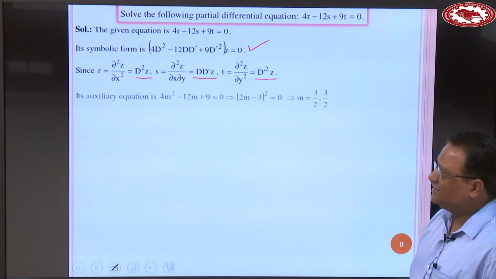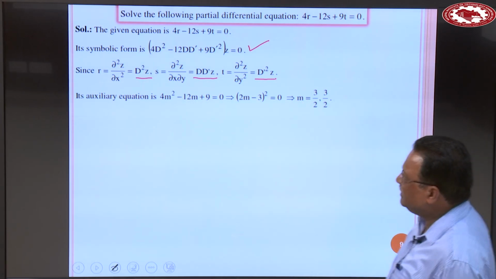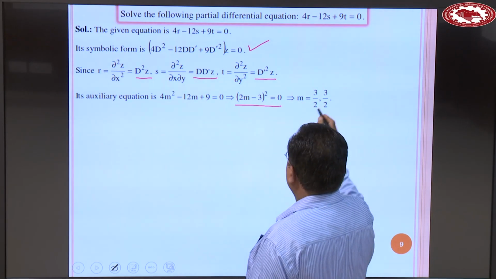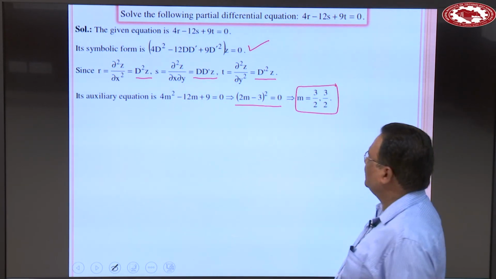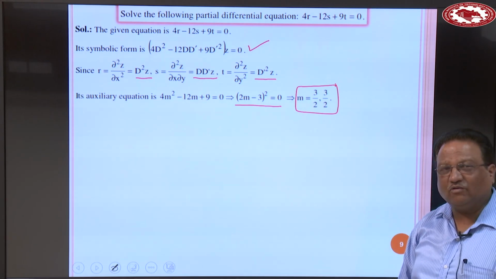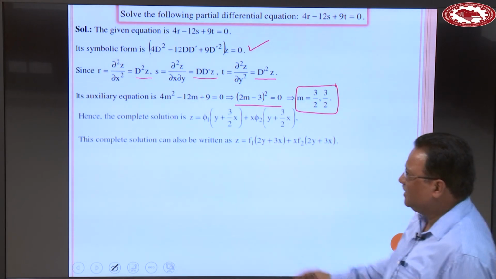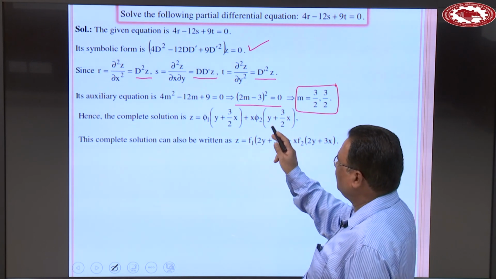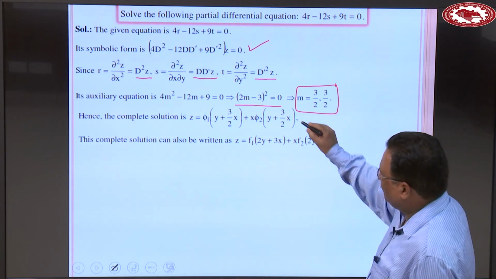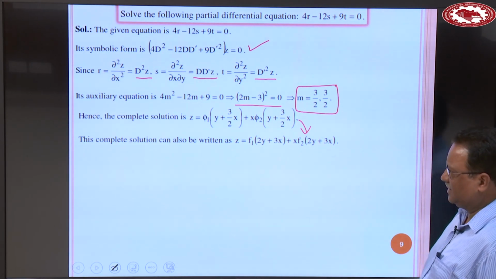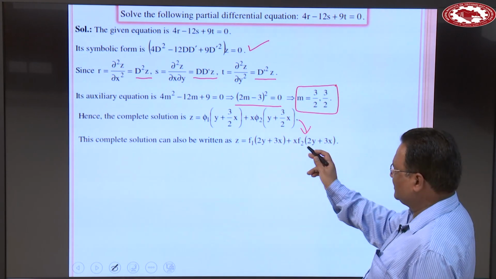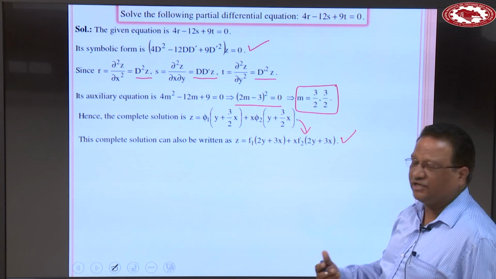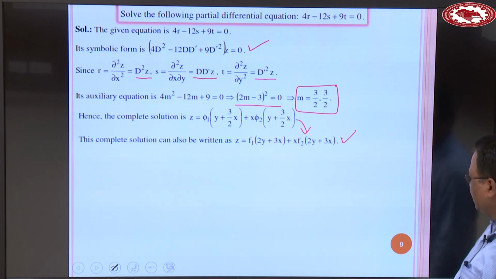Now what is the auxiliary equation for this differential equation? 4m square minus 12m plus 9 is equal to 0, and that one is a perfect square, equal to 0. So m is equal to 3 over 2, 3 over 2. Equal roots. Then what is the solution? Solution is z is equal to function of (y plus 3 over 2 x) plus x function of (y plus 3 over 2 x), and simplifying this one, you will get this type of result: z is equal to f1 of (2y plus 3x) plus x f2 of (2y plus 3x). So this one is the solution of this type of differential equation.